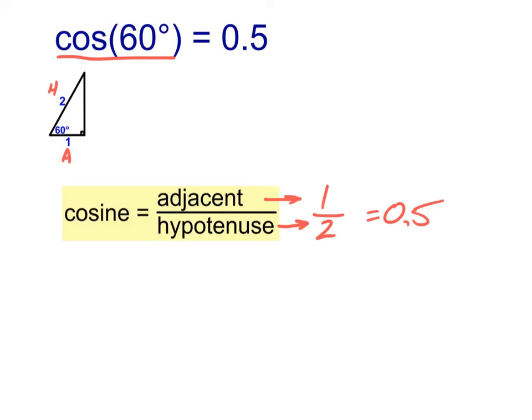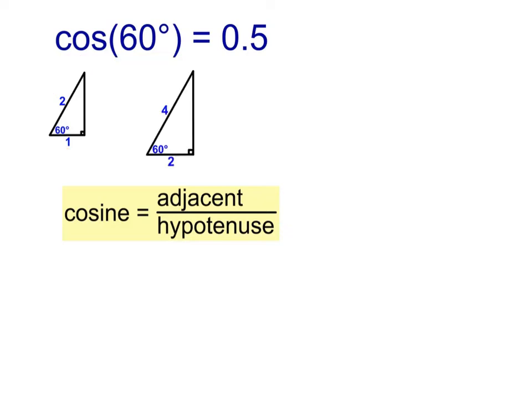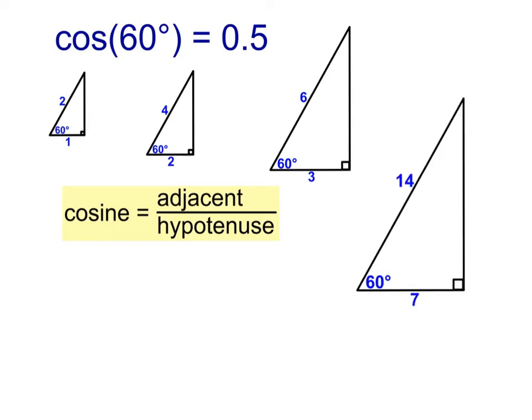But the interesting thing is it's not just with this particular triangle. It could also be describing this triangle at the moment. Notice the ratio of the adjacent to the hypotenuse is still a half, because if I did 2 over 4, I'd still get the same thing. And if I take a look at other triangles that I could build with a 60-degree angle, I would always find that that adjacent side is half of the hypotenuse, which is why cosine of 60 degrees will always equal 0.5.